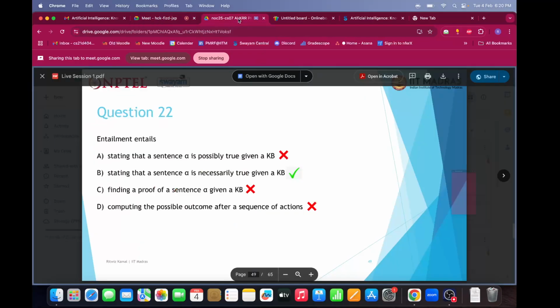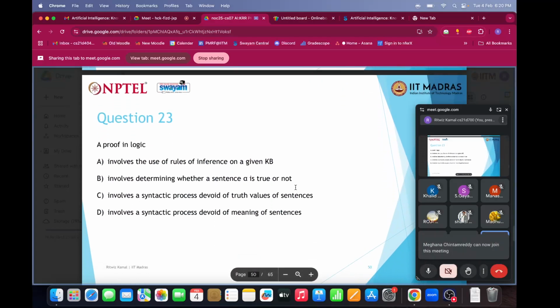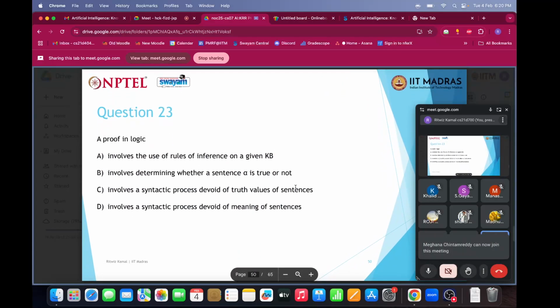Okay. Let's move on to the next question then. So this again is a question, question 23, which is again what we were discussing just a while back, the difference between entailment and a proof, right? So a proof in logic, which of these options do you think would be relevant to a proof?